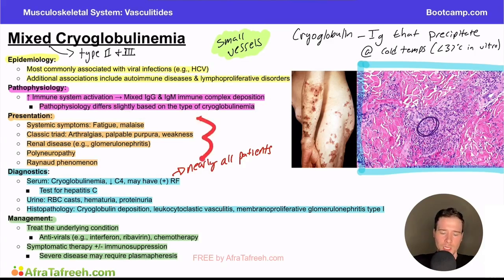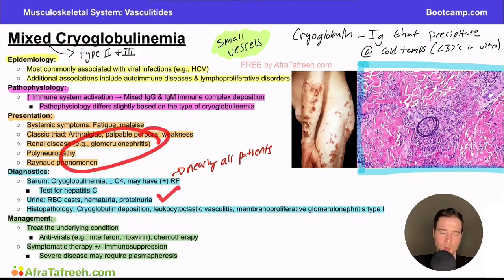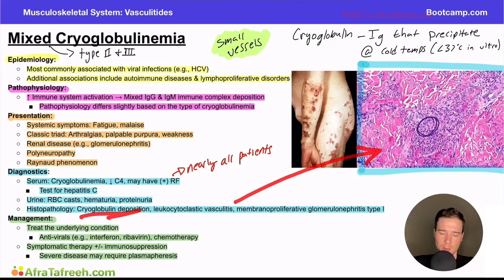Presentation here is going to be a little bit nonspecific, but the classic triad is going to be the arthralgias, palpable purpura, and weakness. Diagnostics here, we're going to have elevated cryoglobulins, which should make sense to us, right? Because this is a cryoglobulinemic condition. Additionally, a lot of patients, or almost all patients, are going to have a positive rheumatoid factor. Urinalysis can show some urine findings, particularly if patients are progressing to glomerulonephritis, and histopathology is going to show a very classic leukocytoclastic vasculitis with cryoglobulin deposition.